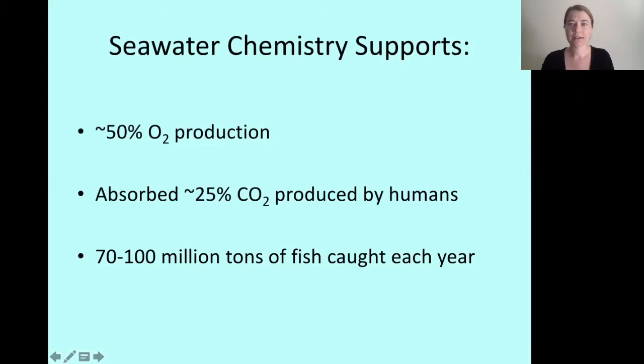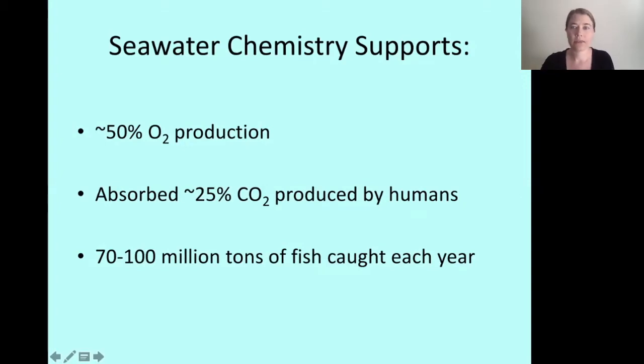So why study marine chemistry? As many of you probably already know, 50% of the oxygen produced and available in our atmosphere to breathe on this planet comes from the ocean. The ocean is also responsible for taking up about 25% of the carbon dioxide that's produced by humans, helping to maintain our current climate and keep us from overheating quite so quickly.